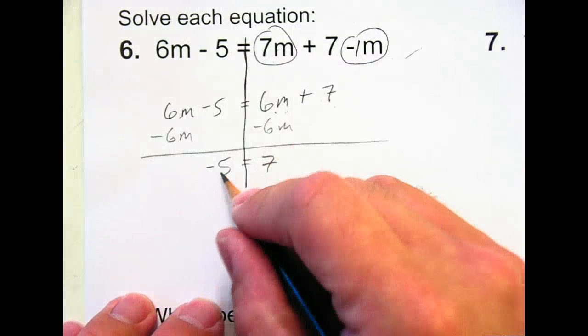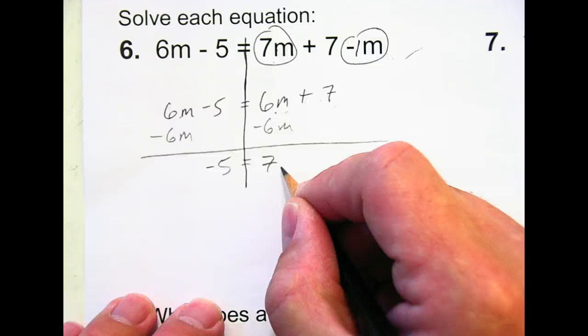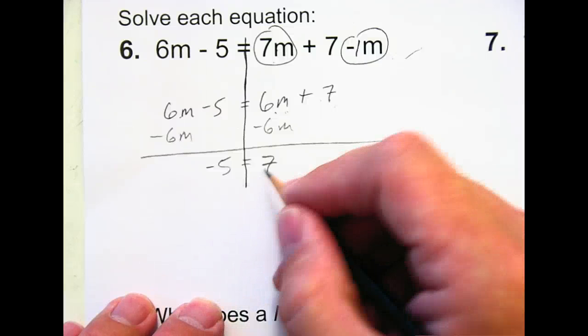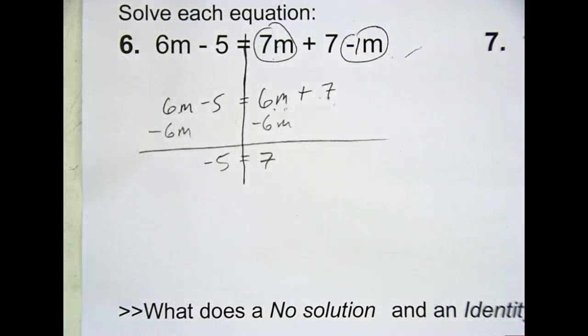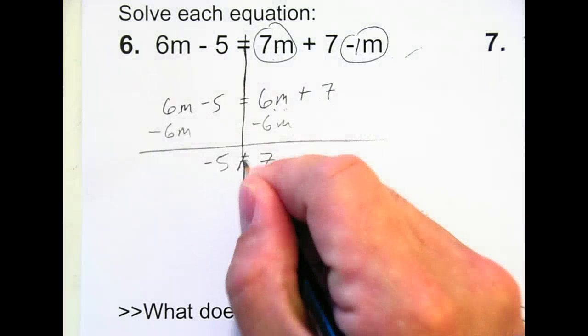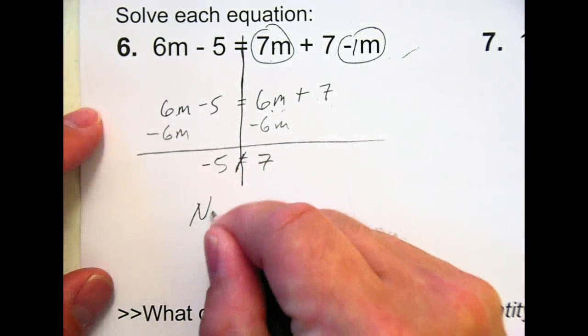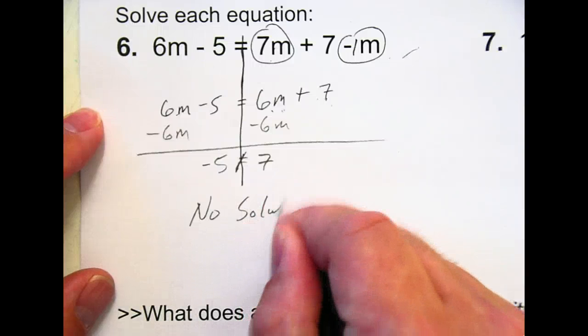Negative, that's like owing $5, meaning you have $7. When is that the truth? That'd be great, dude. Hey, you owe me 5. Whoa, that means I have $7. Okay, is that ever true? No, this is never true. They're not equal, which means in math, that's a no solution.